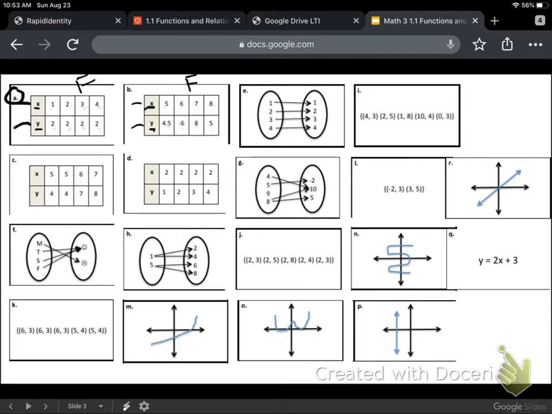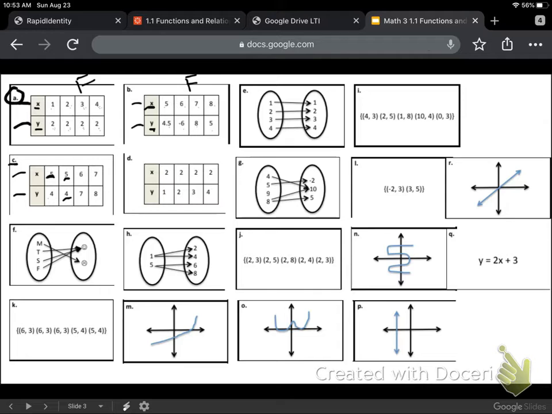Now I'm going to go down to C. Same thing, we're determining if this is a function. Does each input, which is the X, go to only one output? Now watch this, because I'm going to tell you right now, this one is not a function. But let me show you how we can determine that. This 5 goes to a 4. But look here, we also have a 5 right there, and it's going to a 4. And I'm wrong. This is actually a function. So disregard what I said.